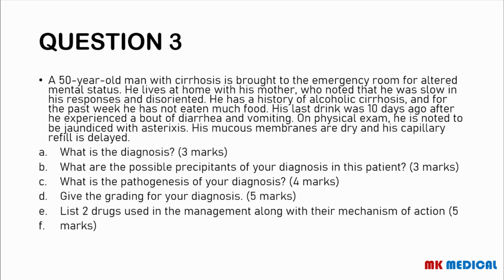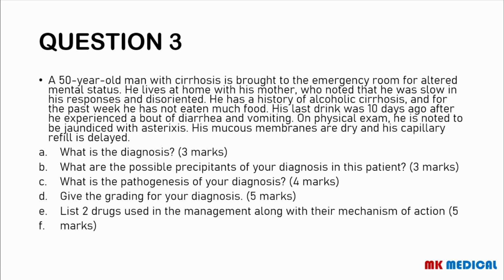He experienced a bout of diarrhea and vomiting. On physical exam, he is noted to be jaundiced with asterixis, his mucous membranes are dry, and his capillary refill is delayed. Question A, what is the diagnosis? So this patient obviously has hepatic encephalopathy secondary to alcoholic-induced liver cirrhosis. And what are the possible precipitants of your diagnosis in this patient?